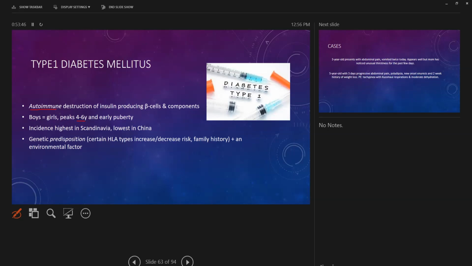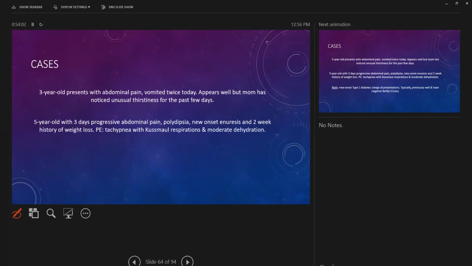The incidence is highest in Scandinavia and lowest in China. Genetic predisposition, certain HLA types, may increase the risk, as well as family history, plus or minus other genetic factors. So let's go to a case here.